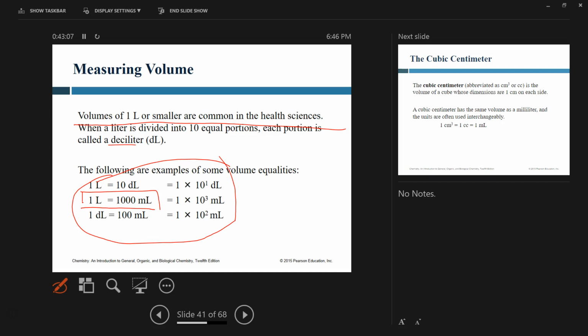Then you take another liter and divide it into 10 parts. And each part will be called a deciliter. How many milliliters are in 1 deciliter? 100. Does that make sense? Okay, so you will have to be able to do conversions like this.